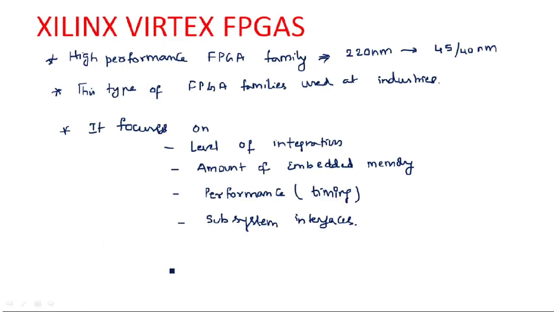This is the Xilinx Virtex FPGA, a high performance FPGA family. It can support technology from 220 nanometer to 45 nanometer. This type of FPGA family is used in industry only. The focus is on level of integration, amount of embedded memory, and performance. Some FPGA devices consist of both FPGA as well as an embedded ARM processor, so that board can be used for both FPGA related design and embedded related design, like the Zynq board.